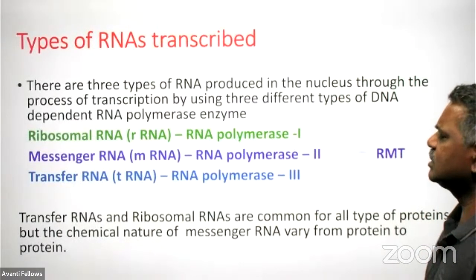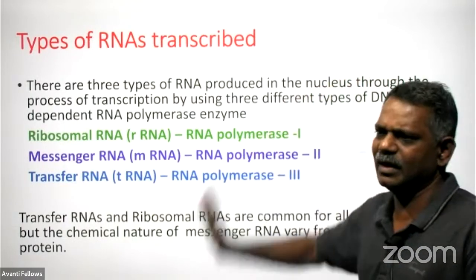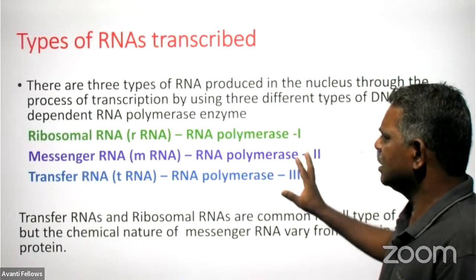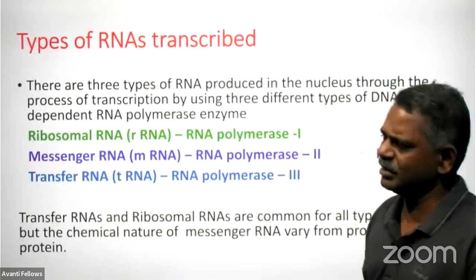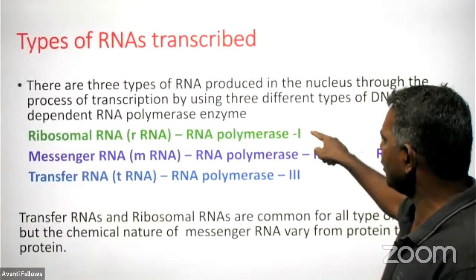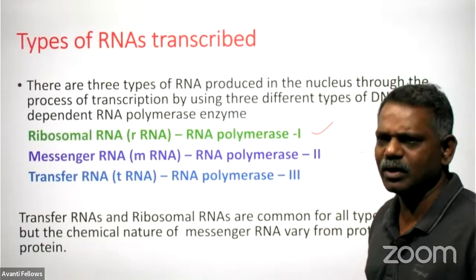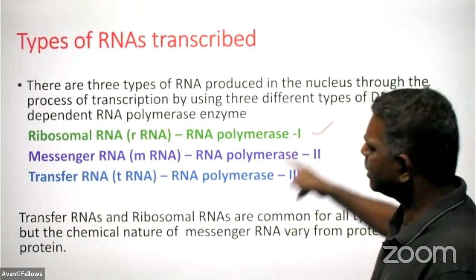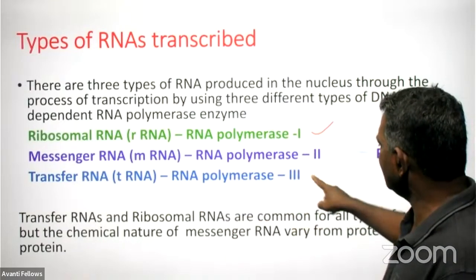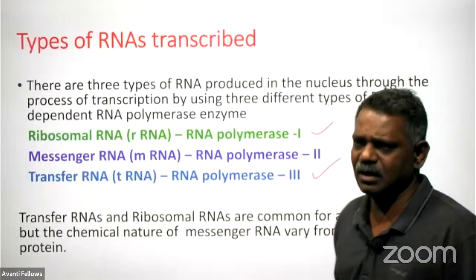See, actually, this rRNA is common for all kinds of enzyme production, all kinds of protein synthesis. It is common for all types of enzymes. And tRNA is also common for all types of enzymes. If you want to make any type of protein in the cell, we can use the same rRNA, because there is only one type. And tRNA is also like that, common for synthesizing any protein in the cell.